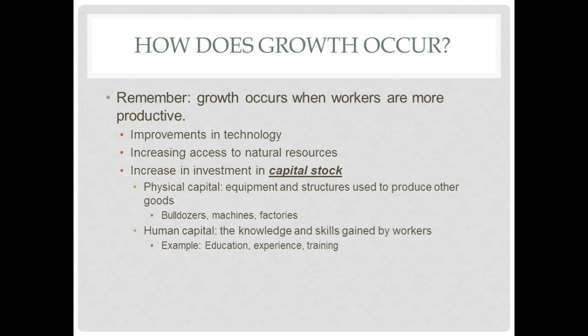We don't usually buy a bulldozer just for a bulldozer. We buy the bulldozer because it helps us produce something else. We don't like to push around dirt just for the sake of pushing around dirt. We do it because it helps us produce something else. Capital is the key thing that allows economic growth to occur. If we spend more money on capital, what we are doing is we're investing in things that make it easier to produce other goods and therefore improve the productivity of workers.